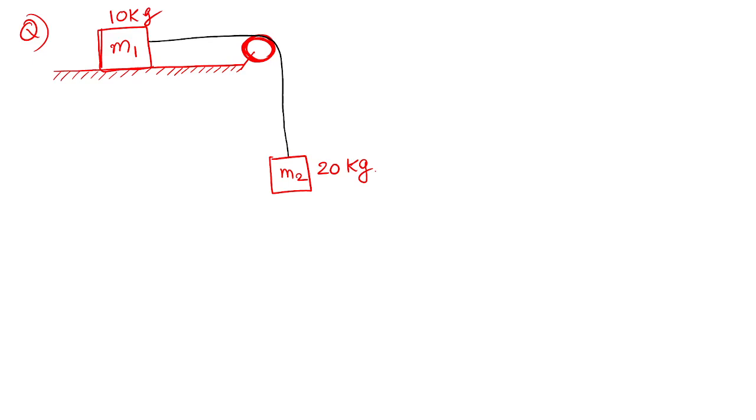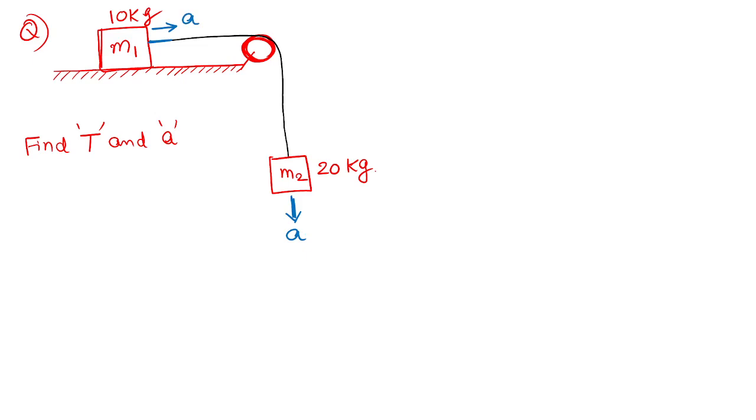Our question is: find the tension, T means tension, and the acceleration. Yes, definitely there will be acceleration. M2 is going down, and M1 will be going towards the right. So they are moving with some acceleration A. We have to find the acceleration and the tension on the rope.